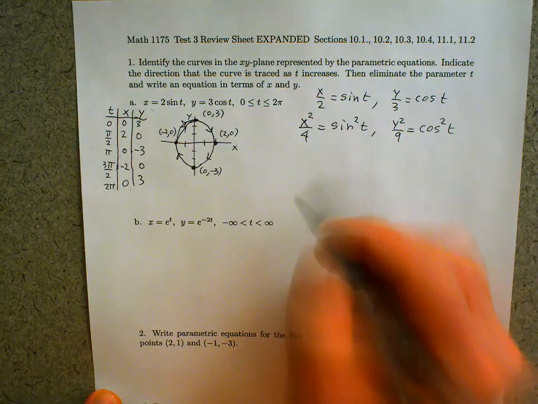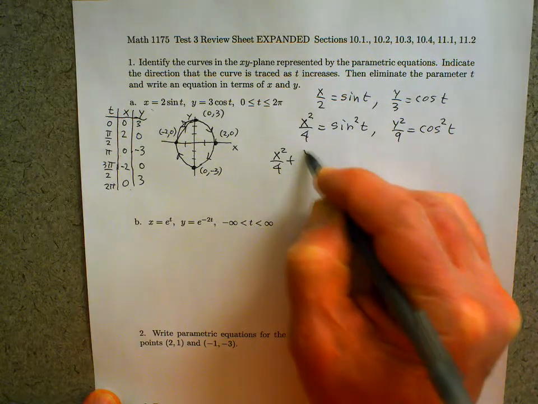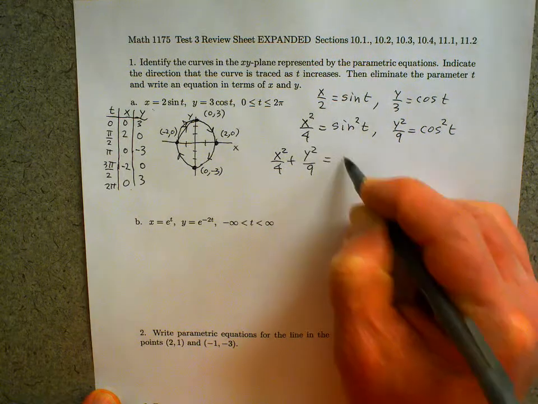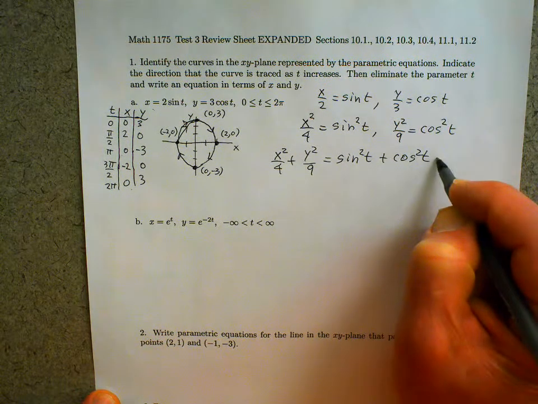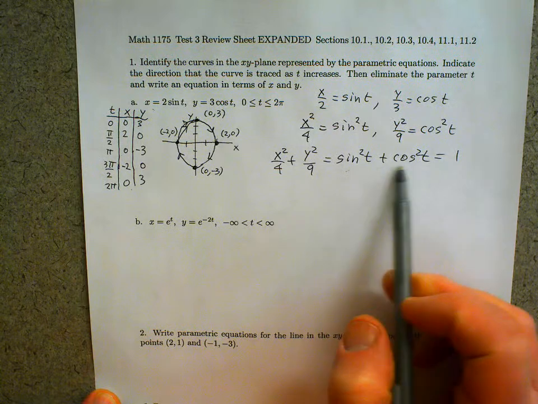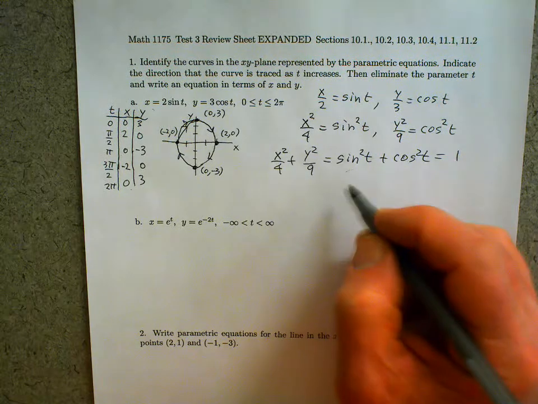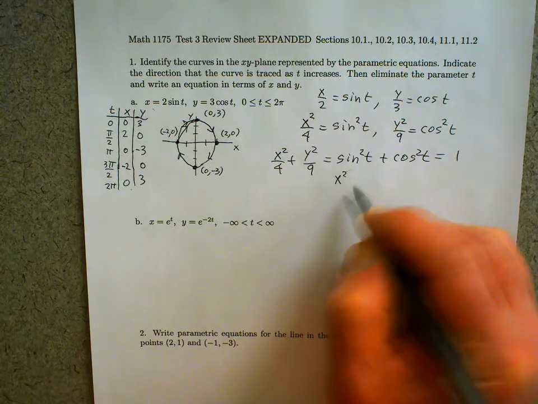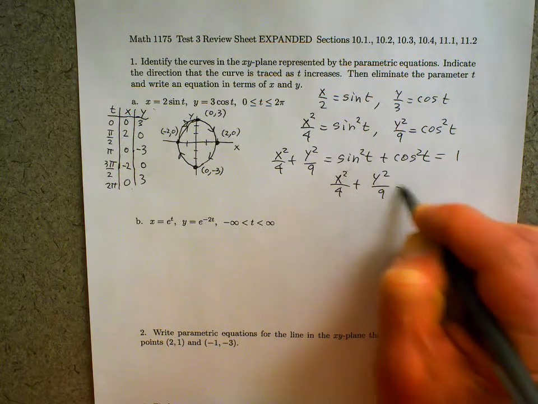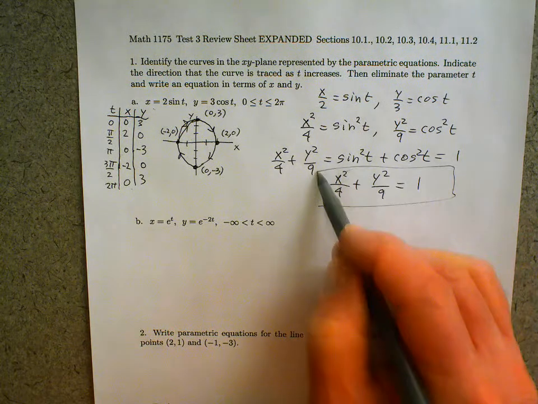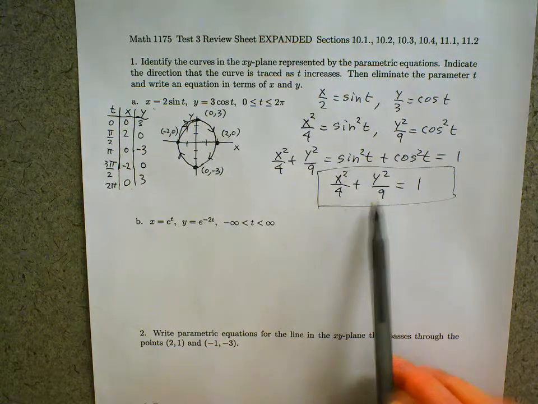Then add the two equations together: x squared over 4 plus y squared over 9 equals sine squared of t plus cosine squared of t. But sine squared of t plus cosine squared of t is 1. So our equation without the parameter t is x squared over 4 plus y squared over 9 equals 1. And you'll recognize that as an equation for an ellipse centered at 0, 0.